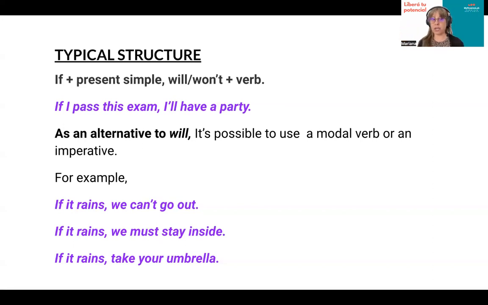Now, sometimes we can have modal verbs or even imperatives in the position of the will instead of the will, like a variation. So we could say, if it rains, we can't go out. If it rains, we must stay inside. If it rains, take your umbrella, and so on and so forth. You can create any ideas you want.